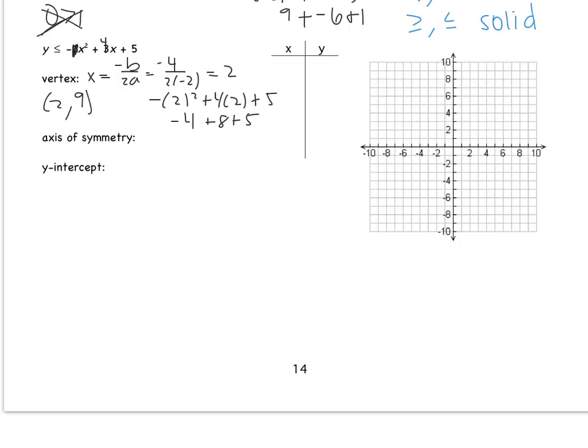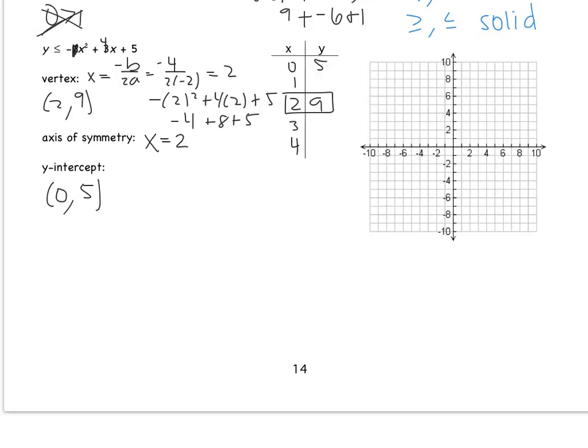Our axis of symmetry goes along with the vertex, so it's x equals 2. And then our y-intercept happens when we substitute 0 for x. When I substitute 0 for x, I should get 5 for y, because remember it's just the c value. Now, starting my table, I'm going to put my vertex in the middle, 2, 9, go down 2 values, 1, 0, and go up 3, 4. I know the point 0, 5 already.